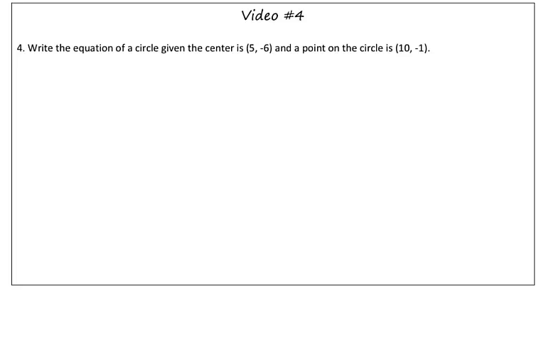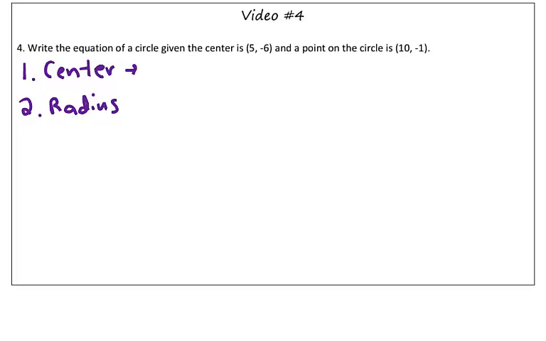So, for our final video, what we are doing is we are trying to find the equation of a circle, but instead of given the center and the radius, we're actually given the center and a point on the circle. So, we know that to write the equation of any circle, we need two things. The first thing we need is our center. And the second thing we need is the radius of the circle. So once we have those two pieces, we can write the equation of our circle.